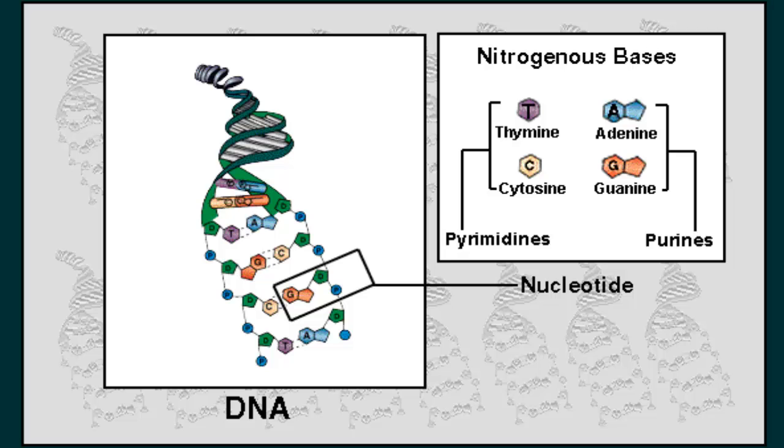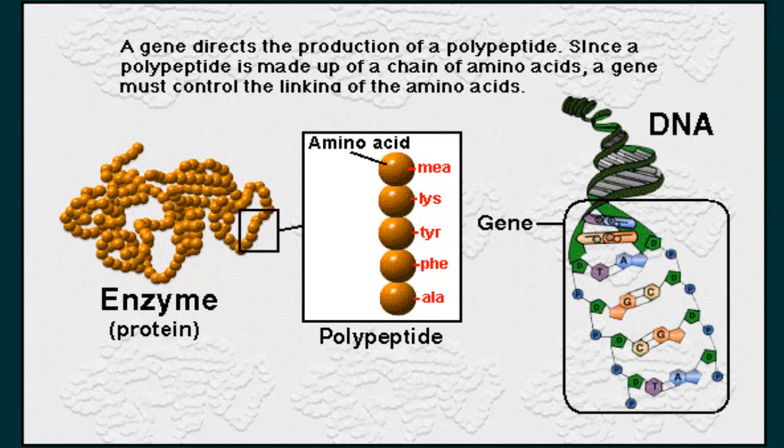Genes are hundreds or thousands of nucleotides long. Recall that a gene directs the production of a polypeptide. Since a polypeptide is made up of a chain of amino acids, a gene must control the linking of the amino acids. Scientists have determined that the order of the bases of 3 adjacent nucleotides of a gene is the code that directs a particular amino acid to be added to a polypeptide chain. Each 3-nucleotide sequence is called a codon.